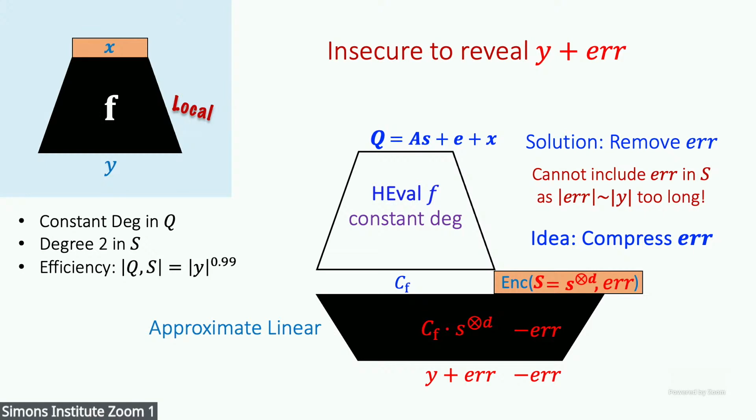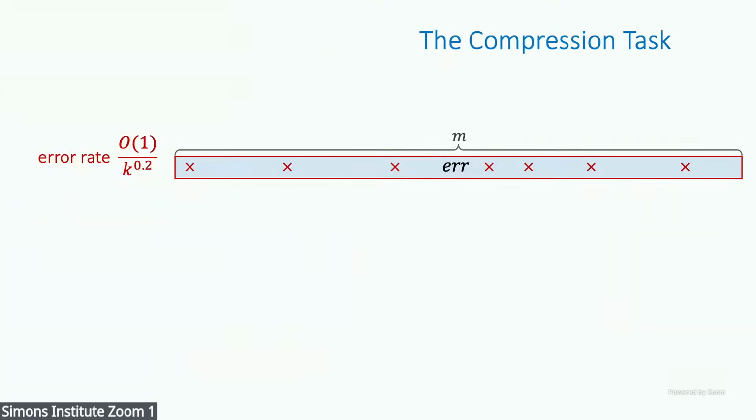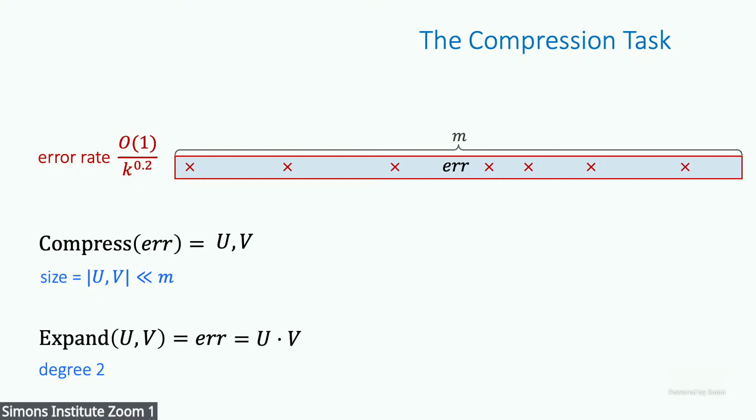So now the only remaining thing we need to do to build IO is figure out a way to compress the sparse error with degree 2 computations. Okay, that's all we have remaining. Let's take a look at this compression task. We have this error. It has a fair number of spread out errors throughout it, something like O of 1 over k to the point 2 fraction of errors. And we want to somehow compress it using a degree 2 operation.